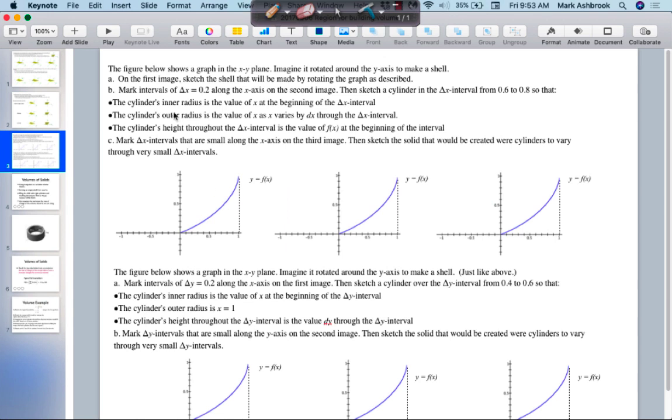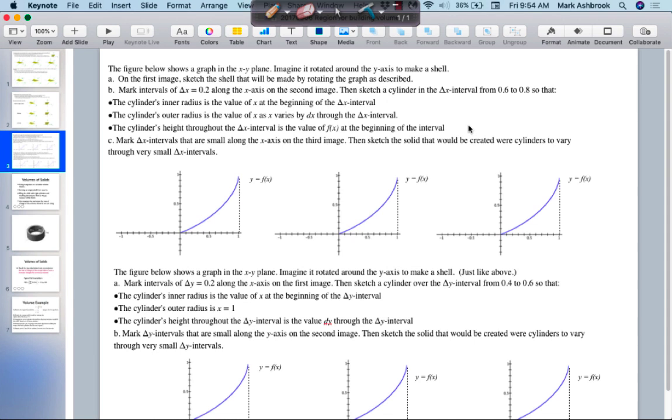So in the middle drawing here, we're on part B. We're going to make intervals of delta x equals 0.2 along the x-axis. And then we want to sketch one cylinder in the interval from 0.6 to 0.8 so that the inner radius is at the beginning of the delta x interval. The outer radius is some value of x as it varies by dx through the delta x interval. And then the cylinder's height throughout is the value of x at the beginning of the interval. So those are your three criteria for sketching this cylinder.